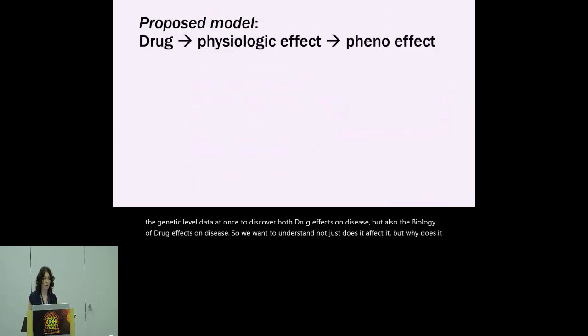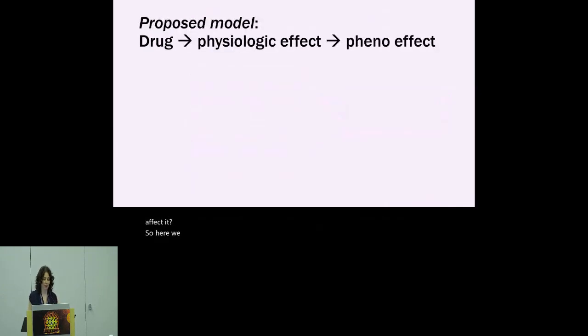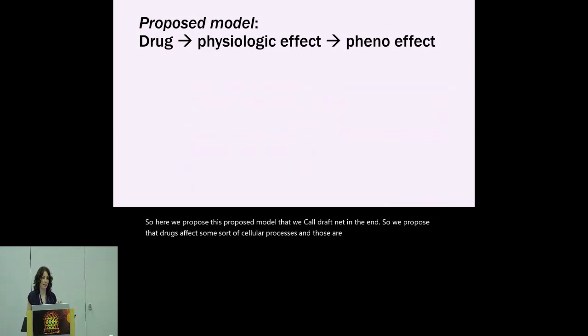Here we propose this model that we call Draphnet in the end. We propose that drugs affect some sort of cellular processes, and those downstream impact the genes that later result in a disease arising.